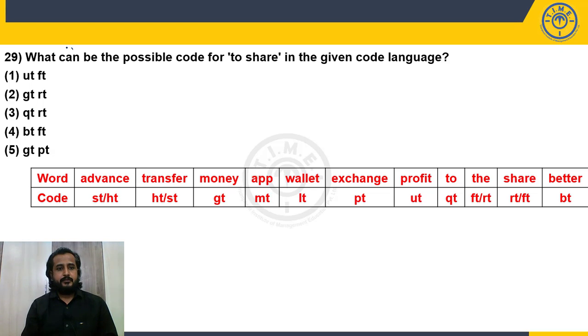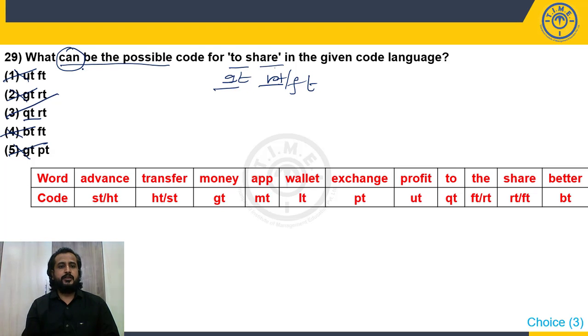What can be the possible code for 2 share? They are asking for possible. 2 is definitely QT. Share, RT or FT. A combination of this. QT you don't have here. QT you don't have here. So it is the only combination: QT, RT. Choice 3.